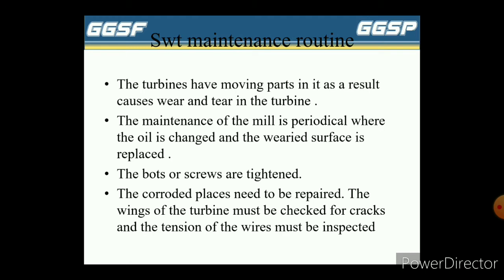Small wind turbine maintenance routine. The turbines have moving parts in them, and as a result they cause wear and tear in the turbine. The maintenance of the mill is periodical, where the oil is changed and the worn surface is replaced. The bolts or screws are tightened. The corroded places that need to be repaired are repaired. The wings of the turbine must be checked for cracks, and the tension of the wires must be inspected.